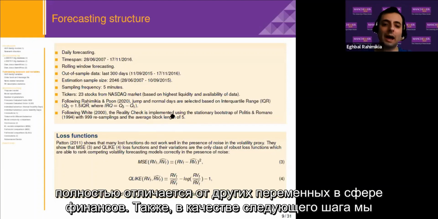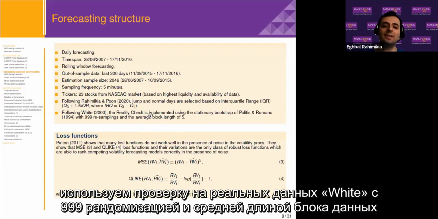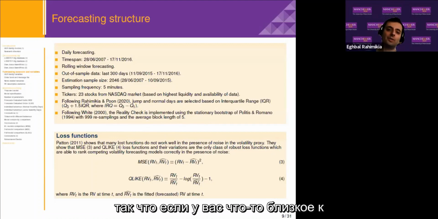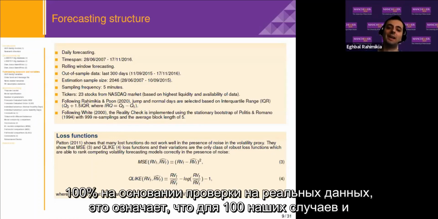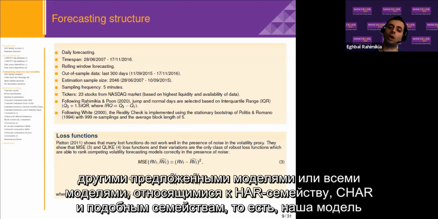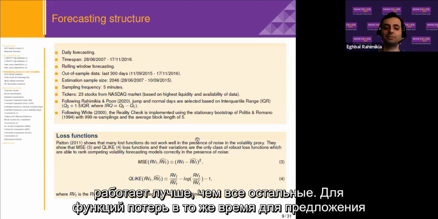And also, as the next step, we are using White's reality check with 999 bootstrap samples at an average block length of 5 for comparing every proposed model with all our family of models together. So if we have something like 100 based on the reality check, it means that for all 23 stocks, our model has better performance compared to all other proposed models or our family of models, from AR, HAR, HARJ, all of them. So it's beating all of them.